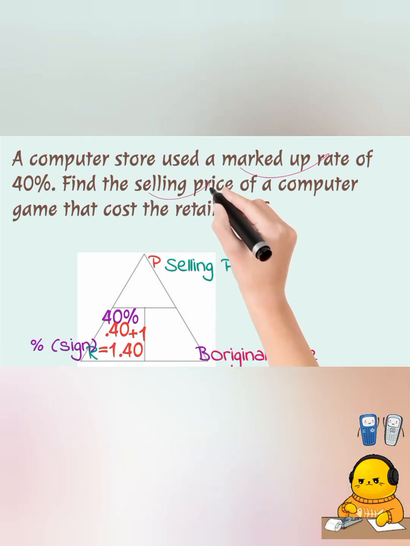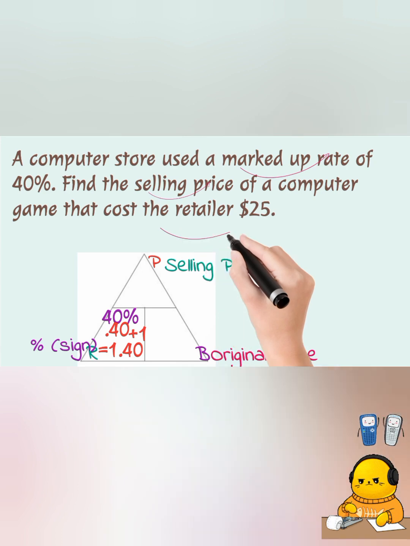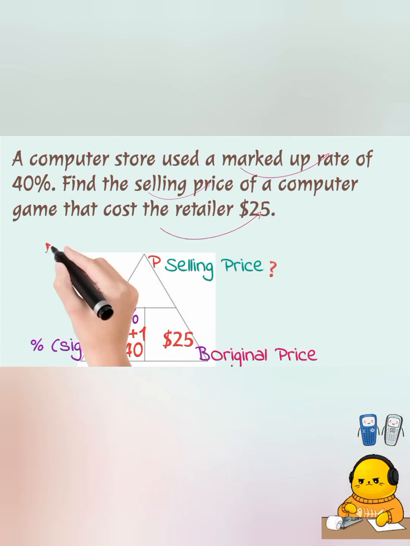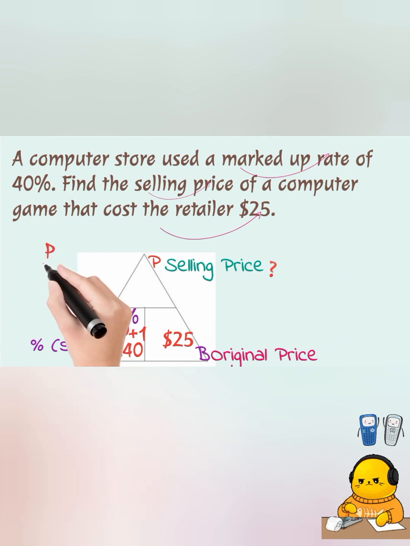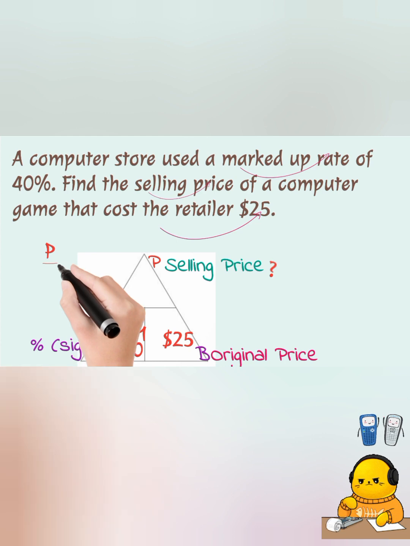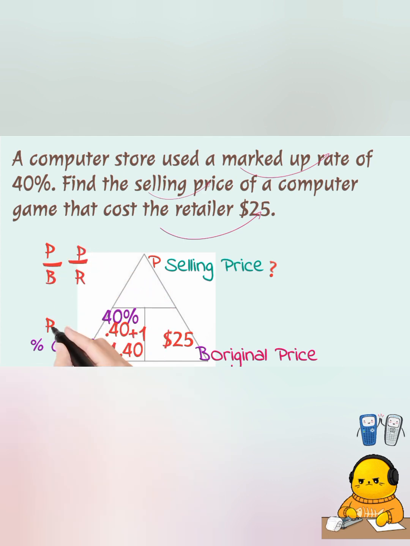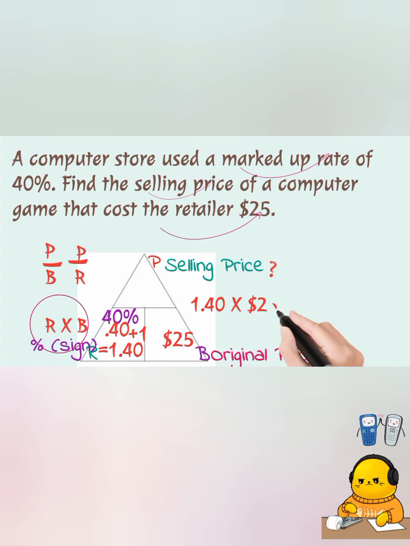Find the selling price of a computer game that cost the retailer $25. So we will put a question mark as we don't know the selling price. Obviously, our original price is $25. Note that in the PRB triangle, we have the formulas P over B, P over R, and R times B. So we will use the formula R times B, or rate times base. So 1.40 times $25 equals $35, the selling price of a computer game.